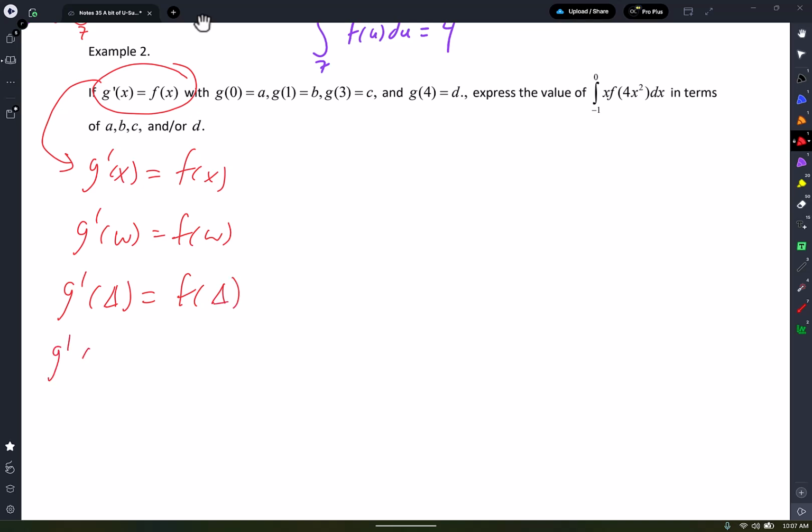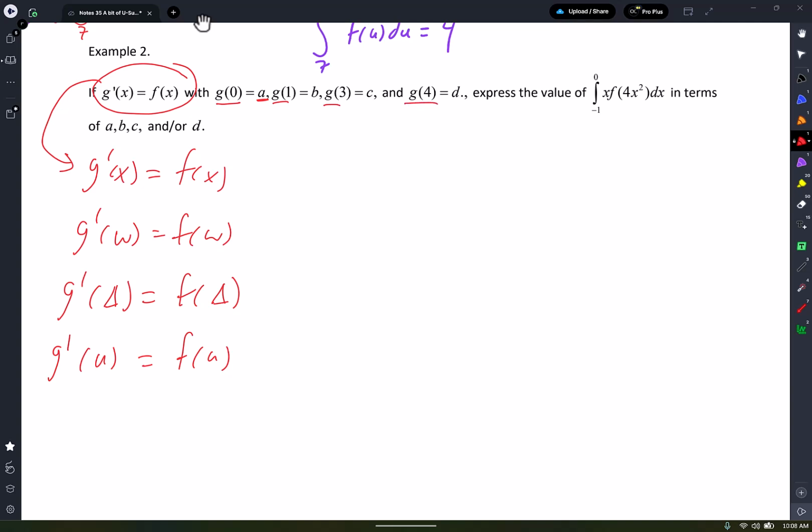I could say g prime of u equals f of u. It does not matter. It's just a function with respect to x. I can put any letter there. What's up, Houston? So B, C, and D are basically just variables for y values and x values, right? B, C, and D are just the y values of g of 0, g of 1, g of 3, and g of 4. All right, you guys ready?